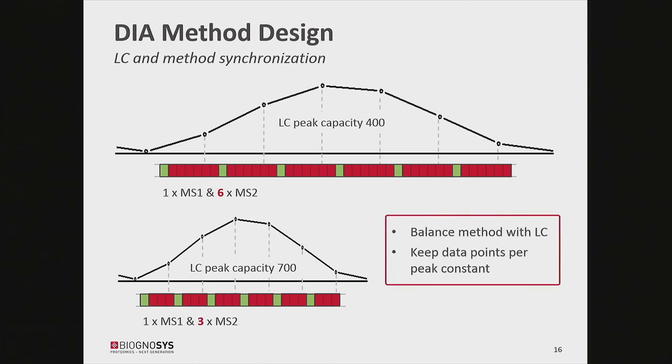So it's very important, if you benchmark methods, that you keep the number of data points per peak stable, because otherwise you might end up drawing the wrong conclusions. The results you see would be an effect of the different number of data points per peak instead of the other parameters that you changed. So that's something that we found is very important.